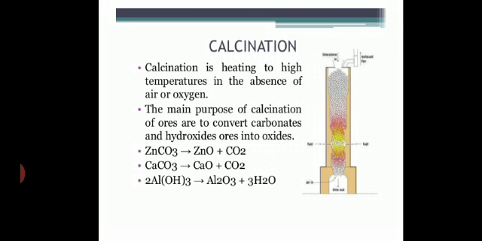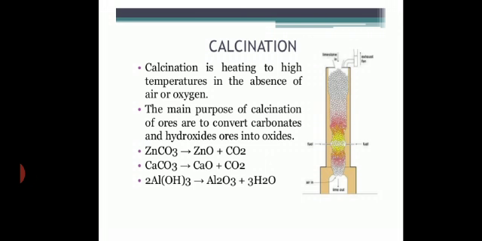Got it? That is, after crushing and grinding, levitation, if magnetic separation is required, if froth flotation is required, if leaching is required, then ultimately after concentration of the ore, the one which we get is called a concentrated ore. Now the concentrated ore, we will go for roasting or calcination. Got it? And then we'll go for reduction or smelting.